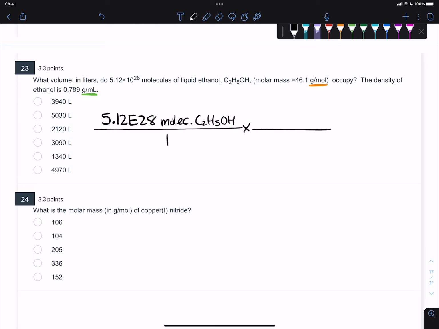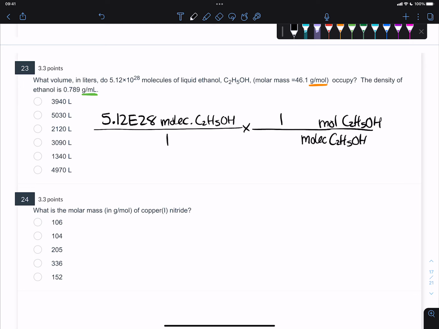To get rid of a hugely, massively ridiculous number, you use another hugely, massively ridiculous number. So I'm going to get rid of molecules of ethanol, C2H5OH. I'm going to go to moles, which is MOL. And I know that there is a relationship between moles and molecules. This is Avogadro's number. This is my first conversion factor. It's not one of the ones given here.